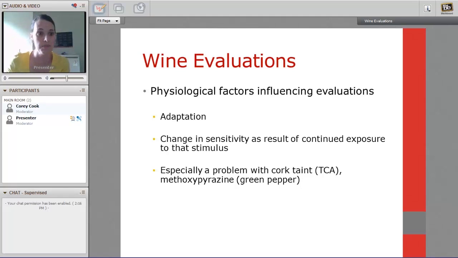So it really is important that you not just sniff. You're not going to get any new information out of that wine glass. You do need to take a break and pause and then reset your receptors, and then sniff again after a little break.